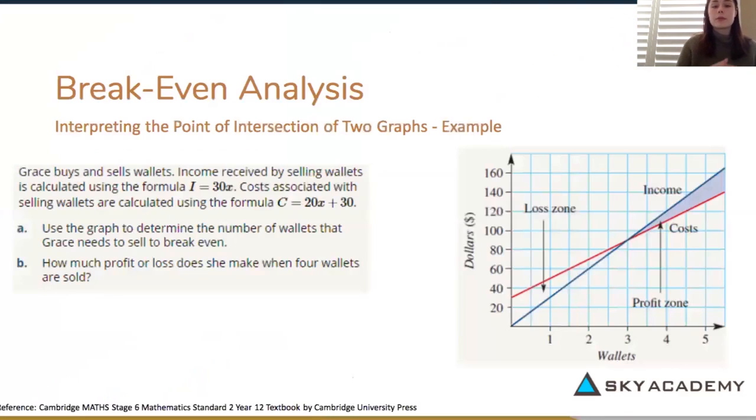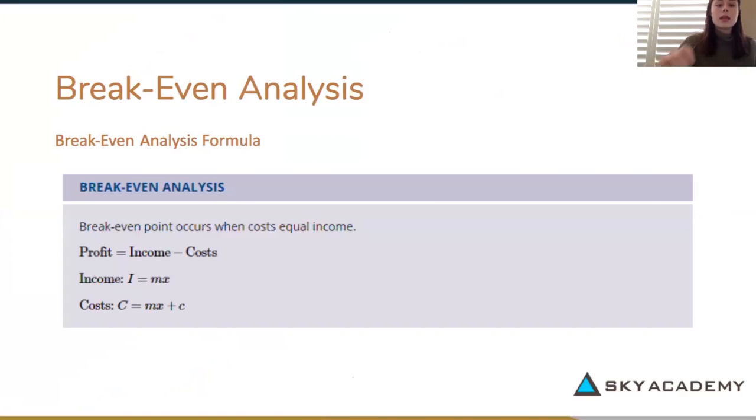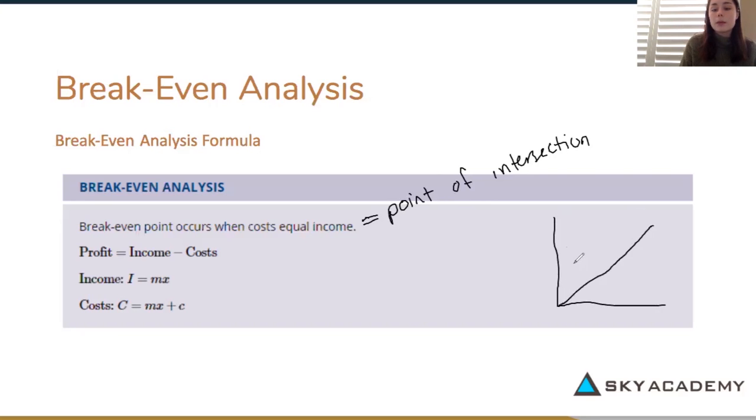We talked a little bit about break-even in the previous video, but the break-even point occurs when cost equals income. And we know that when two lines equal the same thing, when they have the same x or y value, that is the point of intersection. So the break-even point is just the point of intersection. On a linear model, you have one line coming up like that and one line coming up like that, and the point where they meet or intersect is going to be the break-even point.